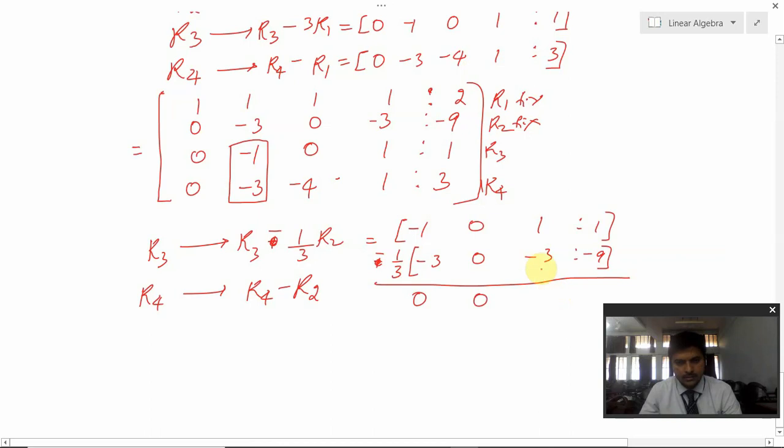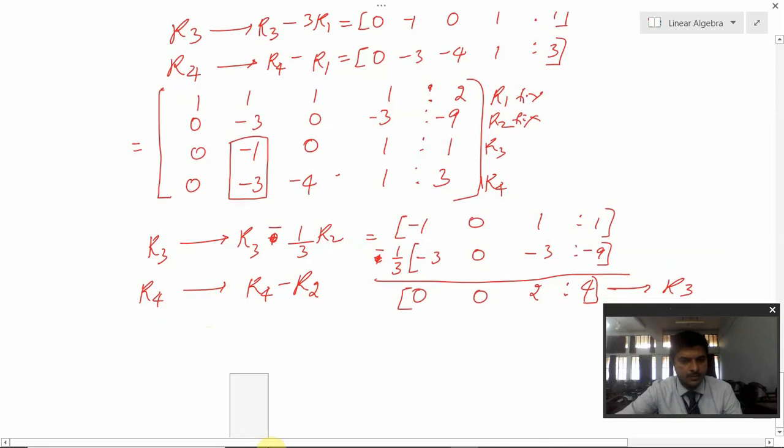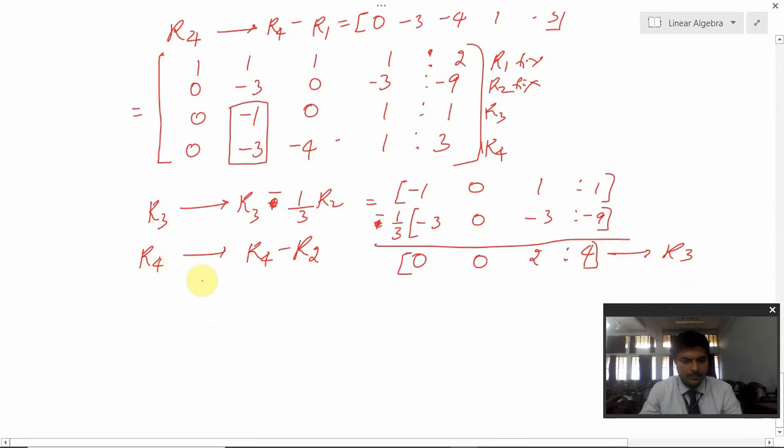Next, here again minus into minus will become plus, 3 will get cancelled, 1 plus 1 will become 2. Next, minus into minus will become plus, 3 1s are 3, 3s are 9, so 3 plus 1 is going to become 4. So this is my new R3. Same way R4 is done. So R4, what you will get this value? New R4 will become 0 0 minus 4 4. Just do the subtraction.